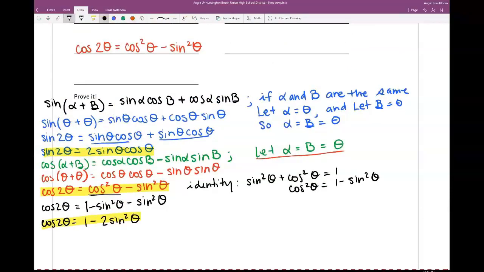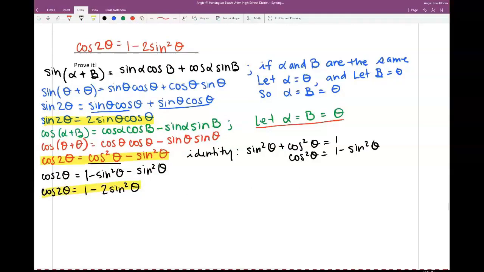And I want to write that in red because that's cosine of a double angle. All right, so it's 1 minus 2 sine square of theta. Okay. Now, well, technically, I don't really have to substitute in cosine square. I can technically substitute in sine square. Would you agree? Sine square of theta equals 1 minus cosine square of theta.